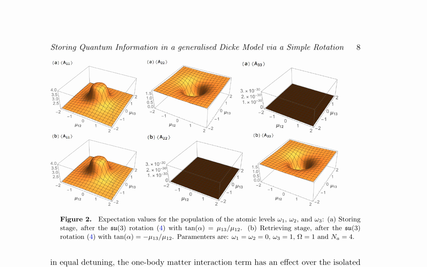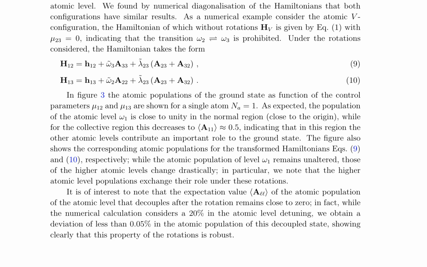In the atomic V configuration, the Hamiltonian without rotations, HVI, is given by equation 1, with micro 23 equals 0, prohibiting the transition omega-2 ⇌ omega-3. Under the considered rotations, the Hamiltonian takes the form of equations 9 and 10, where the atomic populations of the ground state are shown as a function of the control parameters micro 12 and micro 13 for a single atom, Na equals 1, in Figure 3.